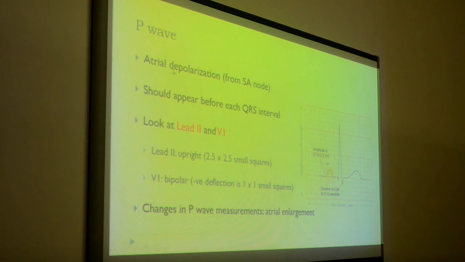The P wave is atrial depolarization. It should appear before each QRS complex to be sinus rhythm. When we want to look at the morphology, we look at lead 2 and V1. Lead 2 should be upright, 2.5 small squares high and 2.5 or 3 small squares wide. And V1 should be biphasic, which we've already seen in the bradycardia slide.